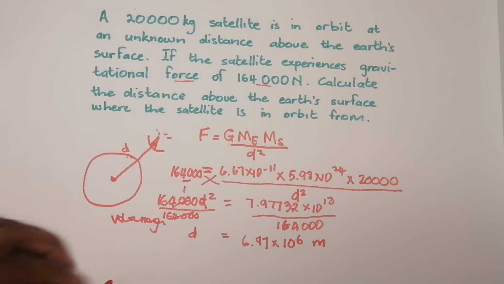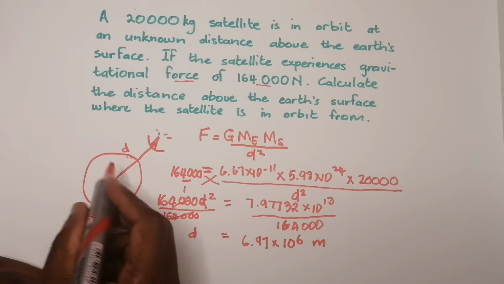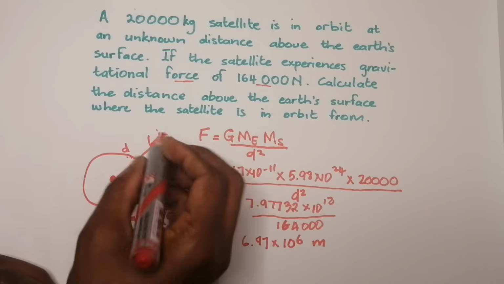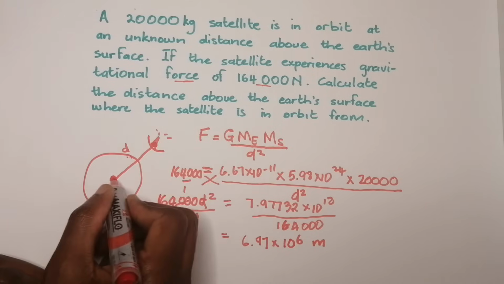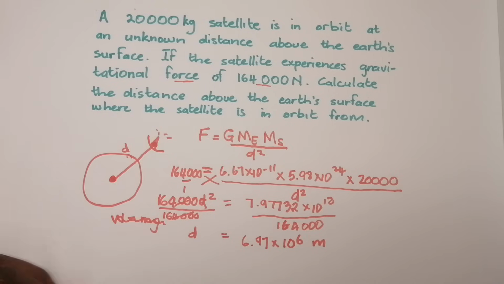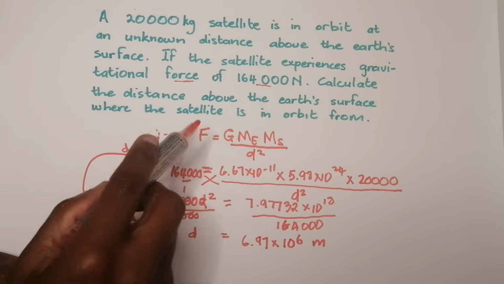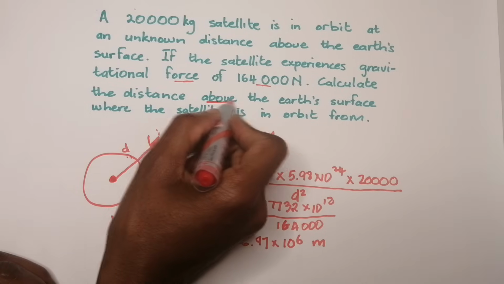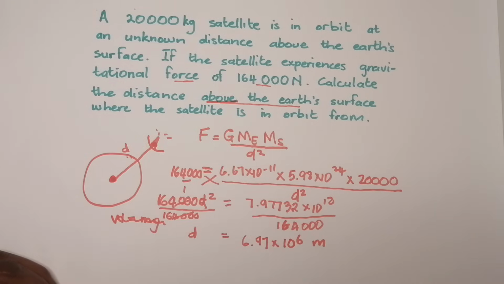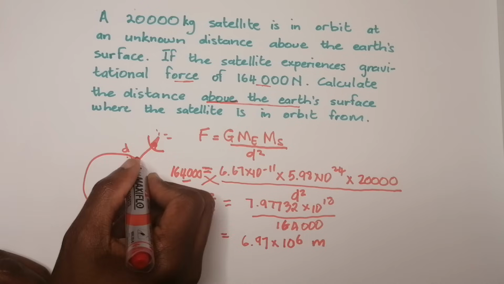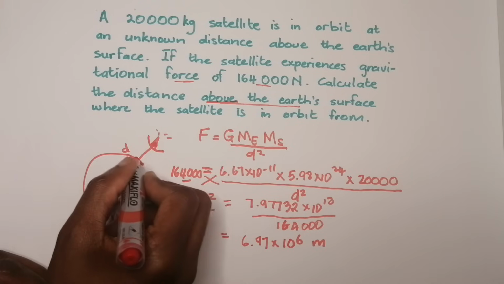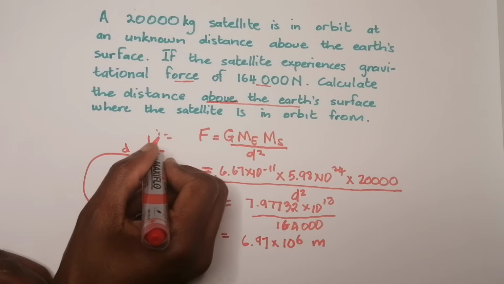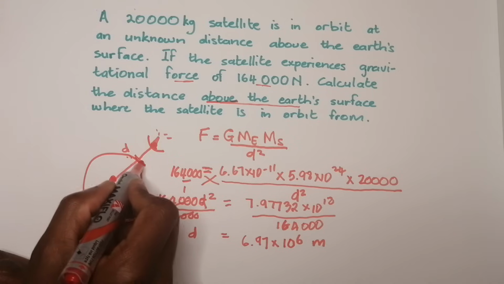Now, I want you to please remember, ladies and gents, what is that answer there? We've just obtained the distance between the center of the satellite and the center of the Earth. But what they asked for was the distance above the Earth's surface. So in actual fact, what they are looking for is the distance from here to the center of the satellite, above the Earth's surface.